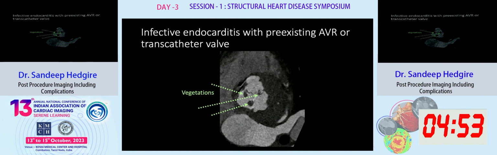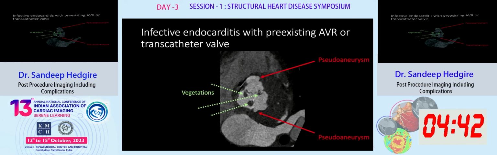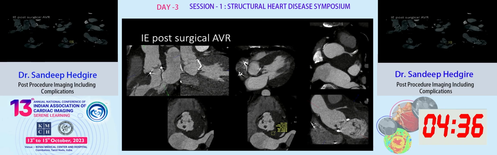And here are some anatomical images of the CT scan of this patient who had a prosthetic valve. You can see multiple findings of infective endocarditis here. These are the vegetations. You also see two pseudoaneurysms at the same level, and you see a large aortic root abscess.